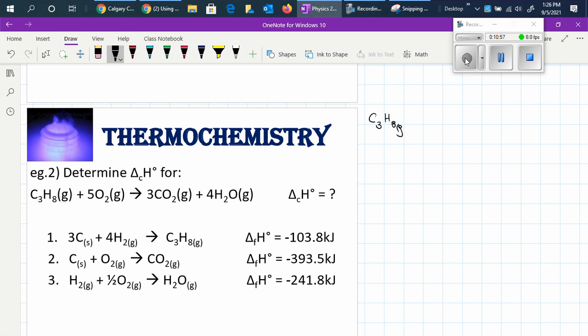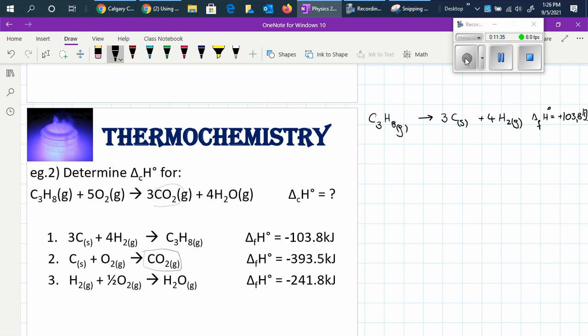C3H8 as a reactant, and as a product we will have 3 C plus 4 H2. And now the change of enthalpy of formation was negative, but in this reaction, since we flipped it, it will be positive 103.8 kilojoules.